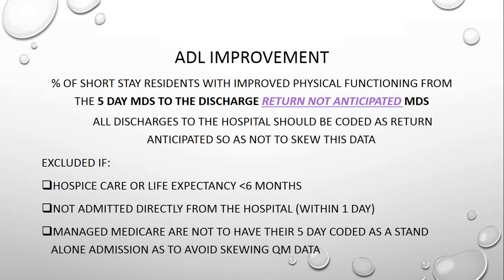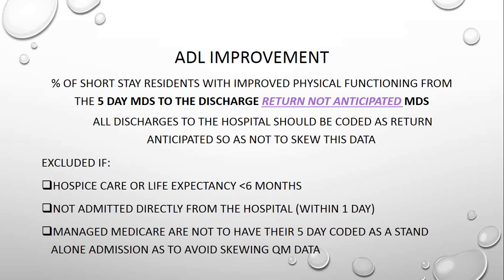So people who actually do get this done, the 5-day to the discharge return not anticipated, will be excluded if you have hospice or a life expectancy of less than 6 months. If they weren't admitted directly from the hospital to your facility, so they went home for 3 days, then came to you, they wouldn't count. They have to come to you directly from the hospital or within 1 day.